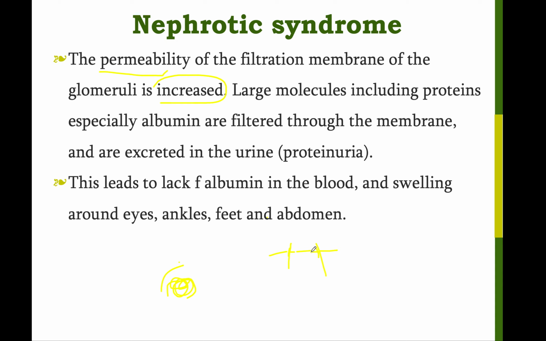In this case, the person will lose a lot of proteins, which causes albuminuria, meaning the albumin will come out, and the person will have less albumin in the body, and that will make the person swell, especially around the eyes and around the ankles and feet.